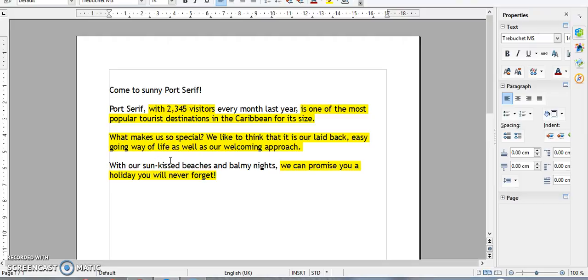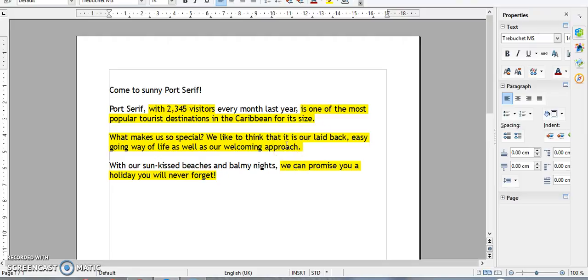The other two that I've highlighted, though, these are opinions. The first one is merely an opinion. They're giving an opinion as to why they think they're so great. The second one here, we can promise you a holiday you will never forget, is what's known as an opinion presented as a fact. Reading into it, they are writing it as though it's a fact that this is the case. However, of course, it is clearly their opinion.